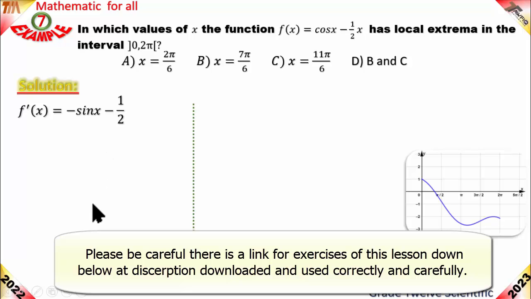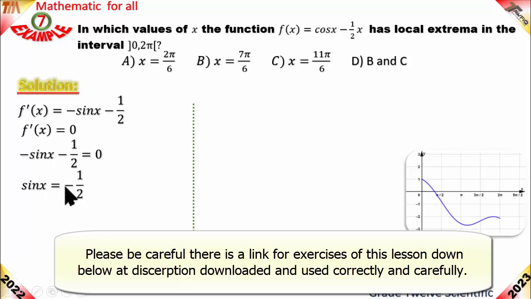Now, to know which value of x the function has a local extrema, replace the value of x in this derivative. If it is equal to 0 or it is undefined, that means this function has a local extrema. To be sure, we take f prime of x equals minus sine x minus 1 over 2, and set it equal to 0. So minus sine x minus 1 over 2 is equal to 0, so sine x is equal to minus 1 over 2.